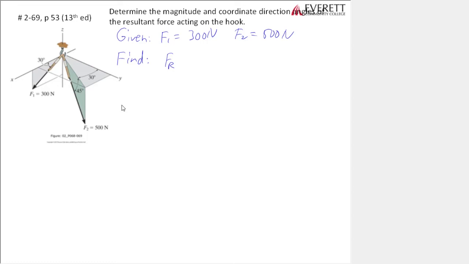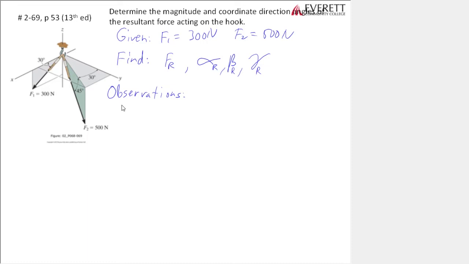And then what else are we supposed to find? Alpha, beta, and gamma, the coordinate direction angles. You could subscript those R if you want, just to keep clear what alpha, beta, and gamma there are. Let's do some observations. We've already talked about a few of them, but what are you guys thinking? What's going through your head about how to solve this problem?